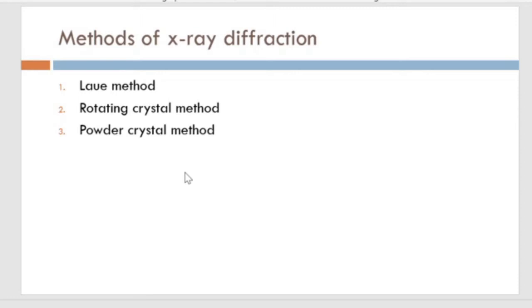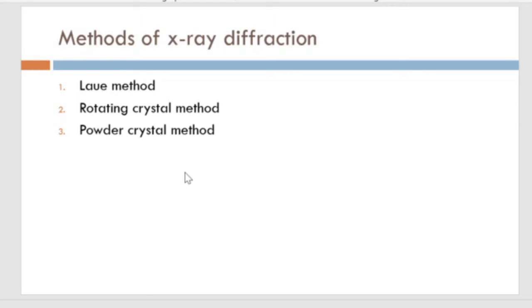Here we already studied X-ray diffraction. What are the requirements for X-ray diffraction? The condition for X-ray diffraction is 2d sin theta equals n lambda. We use X-rays to study the crystal structure because the wavelength of the X-rays and the lattice plane spacing, the interplanar spacing, are both nearly equal.